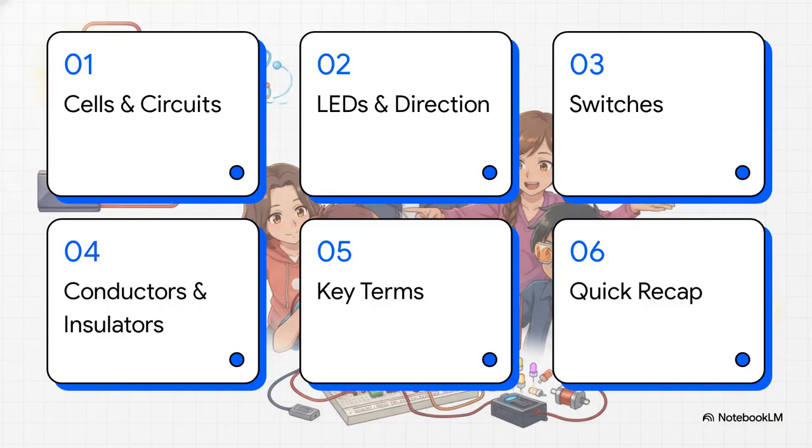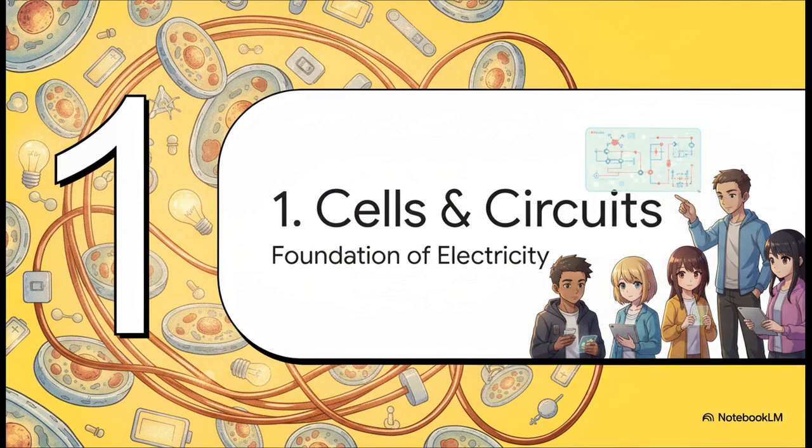Here is our quick revision roadmap. First, cells and circuits. Then, LEDs and direction. Third, switches. Fourth, conductors and insulators. Fifth, key terms, and we'll wrap it up with a quick recap. Let's keep it moving. Starting off with Section 1, Cells and Simple Circuits.